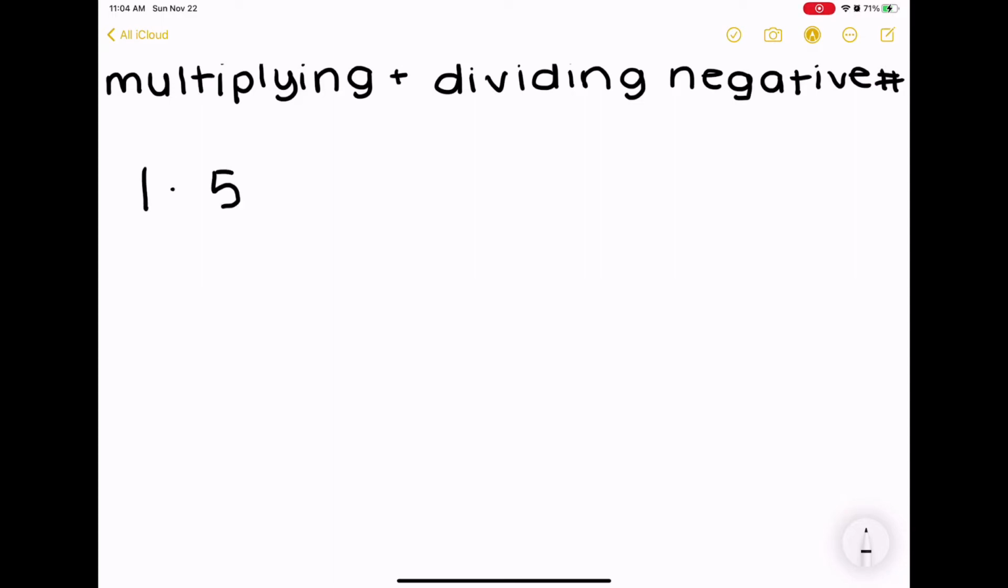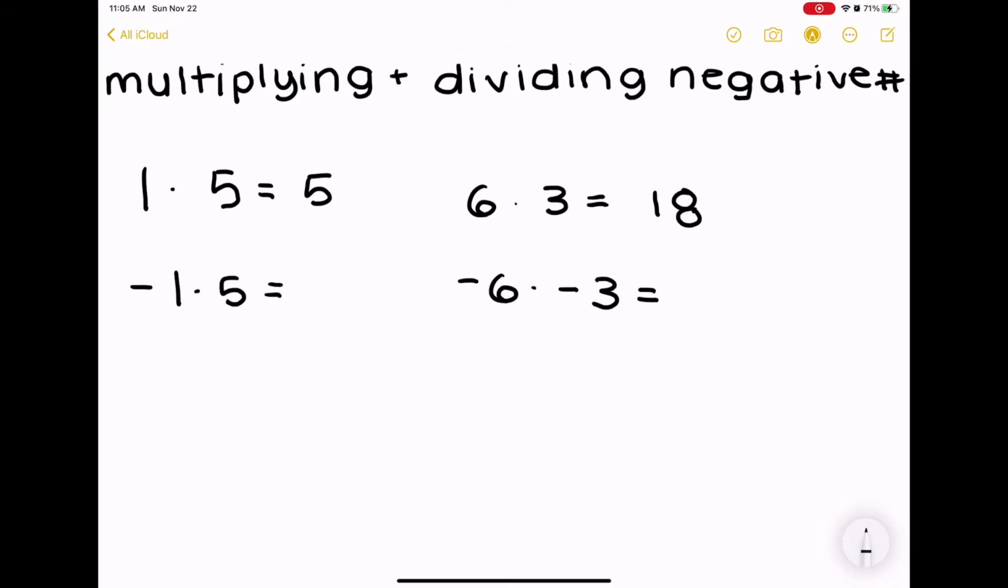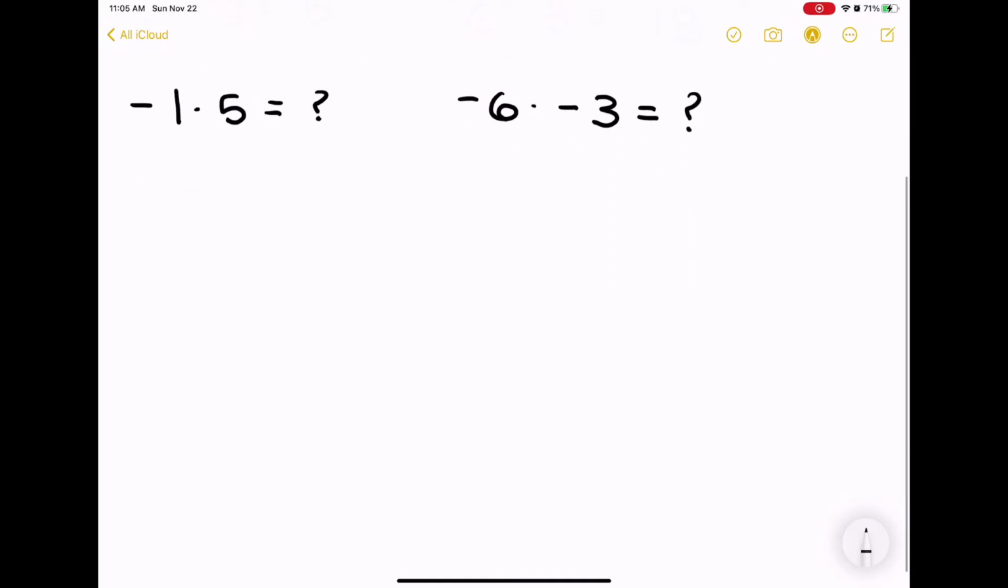So we know 1 times 5 is equal to 5. We also know 6 times 3 is equal to 18. But what about negative 1 times 5? What is that equal to? Or negative 6 times negative 3? Well, that's what we're going to be learning today.